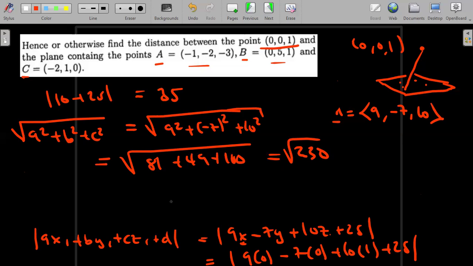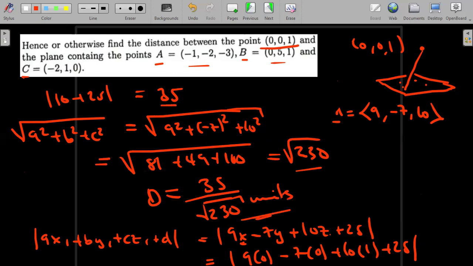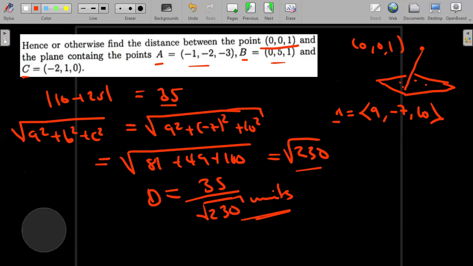Now we put everything together. So on top we had 35, down we have root of 230. So distance is just equal to 35 over root of 230. And then you can write units, because it's distance, so it must have units. So like that, that's how you find the distance there.